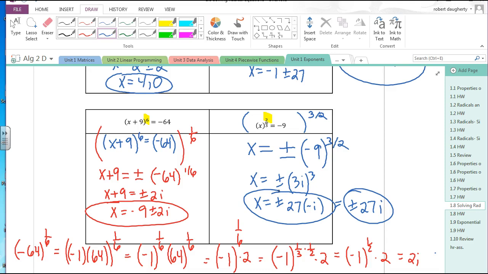So 3i cubed. 3 cubed is 27. i cubed is i squared times i, which is negative i. So plus or minus 27 times negative i.